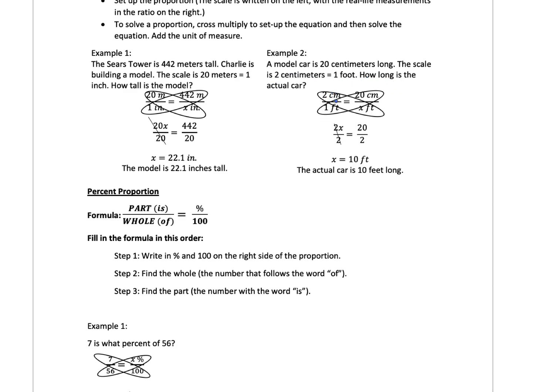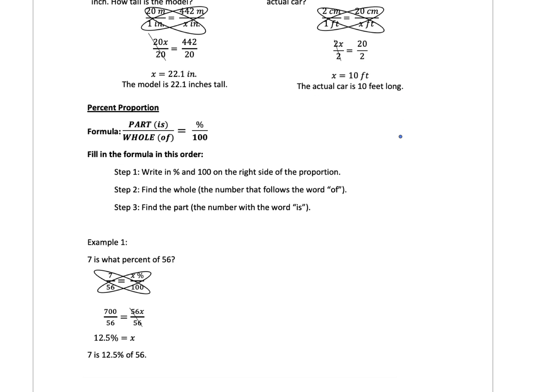So we set up our proportion using the scale factor of 2 centimeters over 1 foot, and then the only other number that they gave us was 20 centimeters, and that needs to go on top because we put centimeters on top on the left side. We don't know how many feet that will be, so that's our x. Cross multiply to get 2x equals 20. To get x by itself, we divide by 2 on both sides, and x equals 10 feet, so the actual car would be 10 feet long.